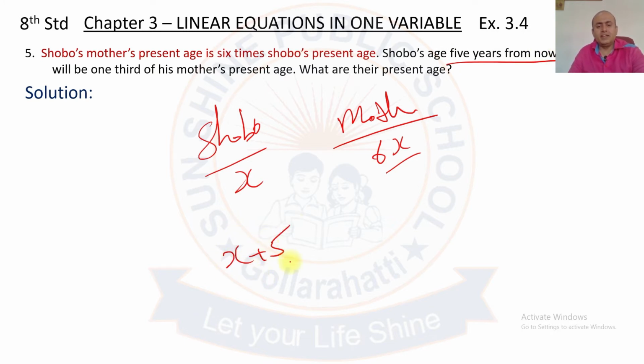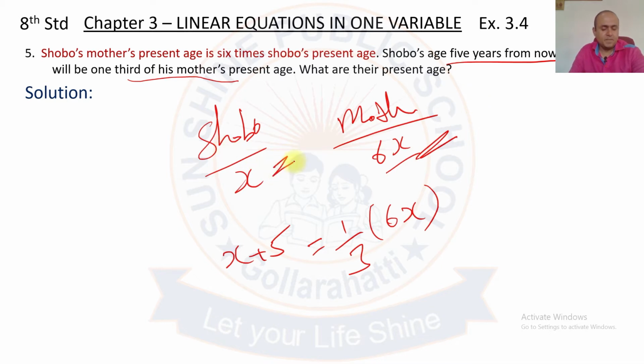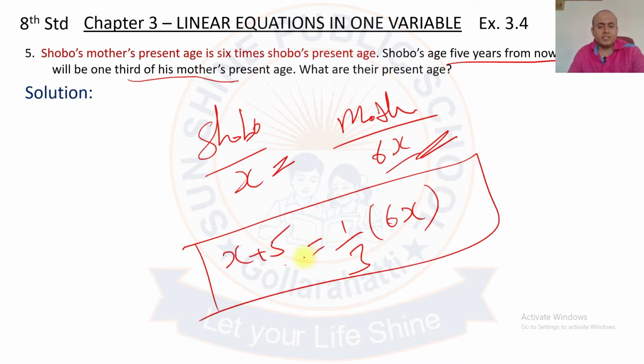So 5 years from now, after 5 years are added, the age will be one third of his mother's present age. Mother's present age is 6x, and one third of that is one third of the mother's present age. Mother's present age is 6x and Shobu's present age is x. So 5 years from now, it will be equal to one third of mother's present age. Therefore, this is your equation.